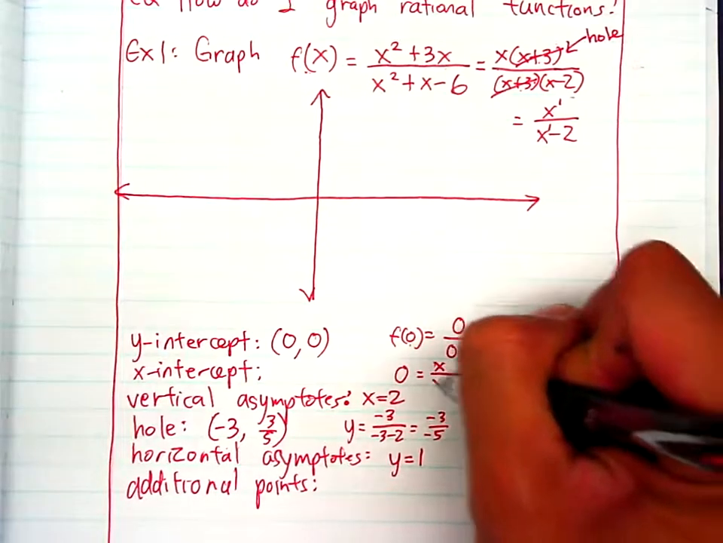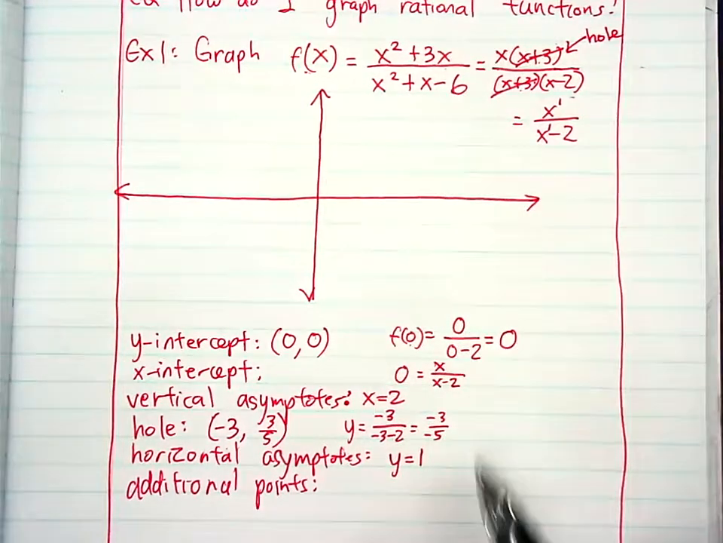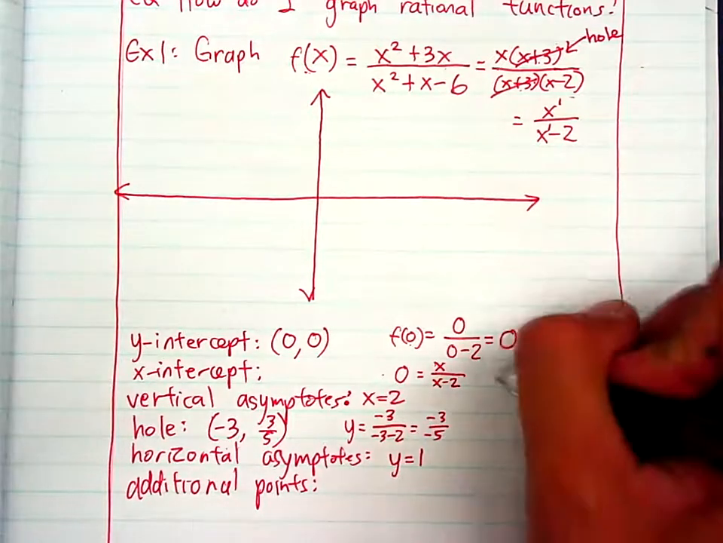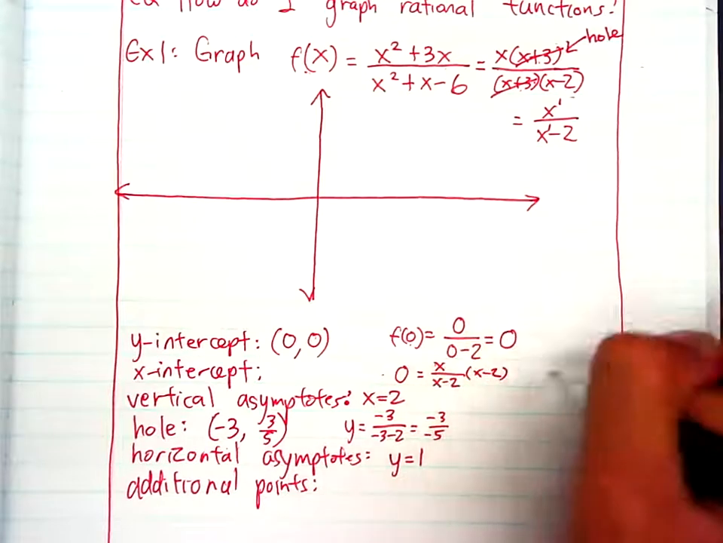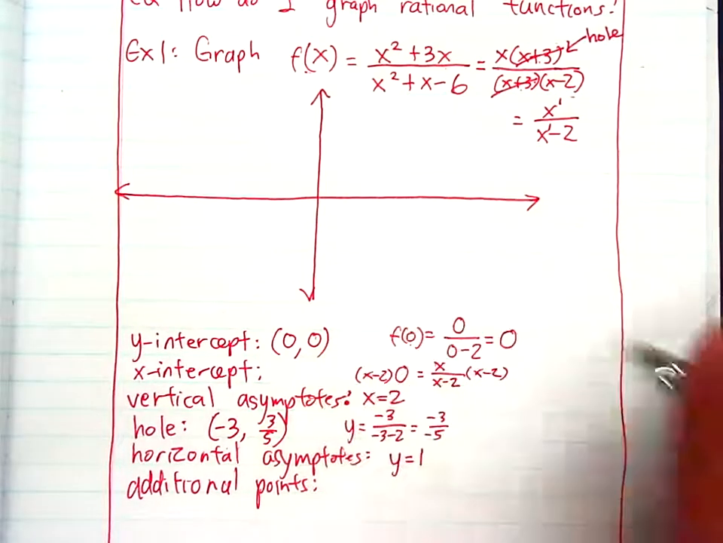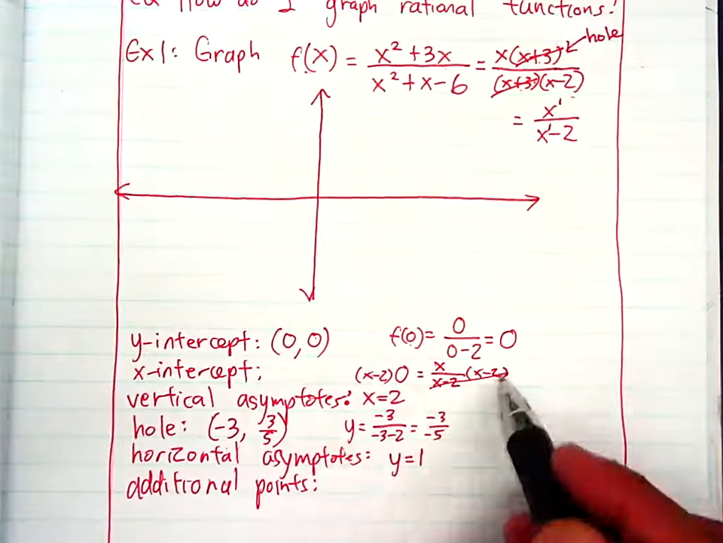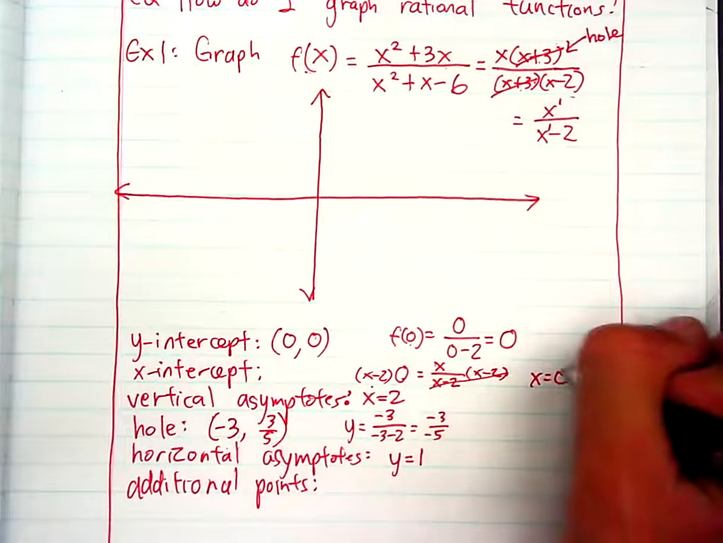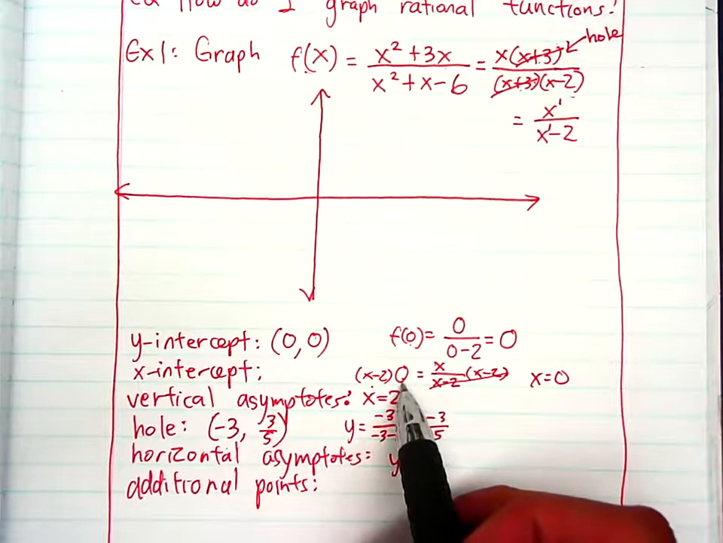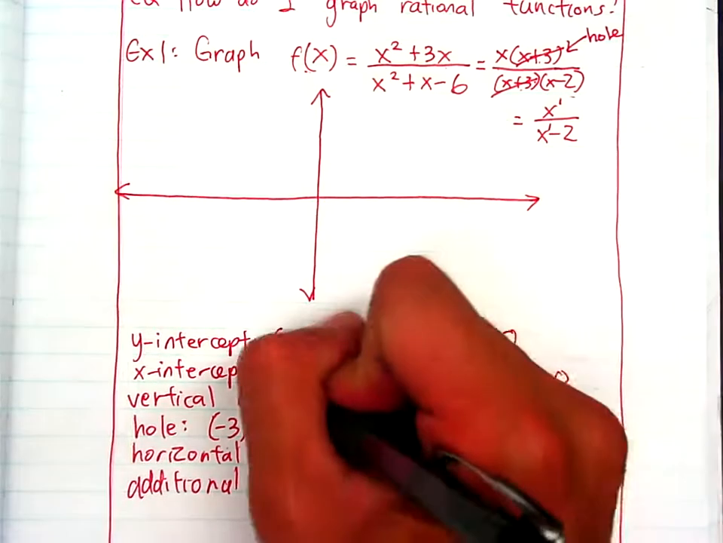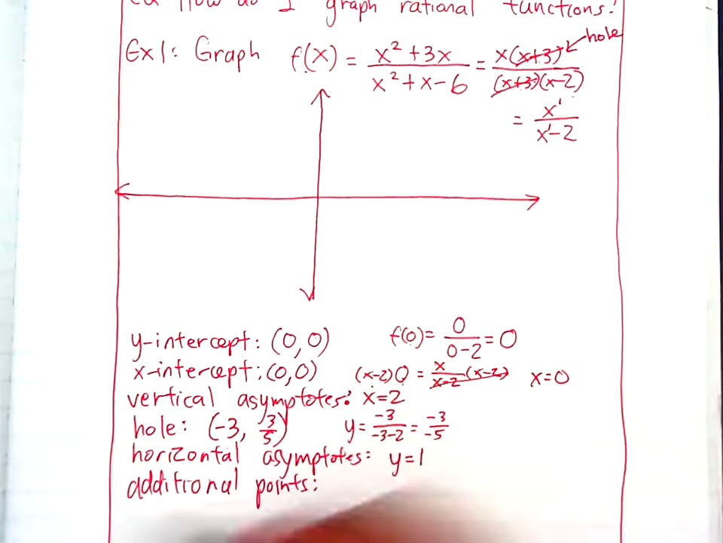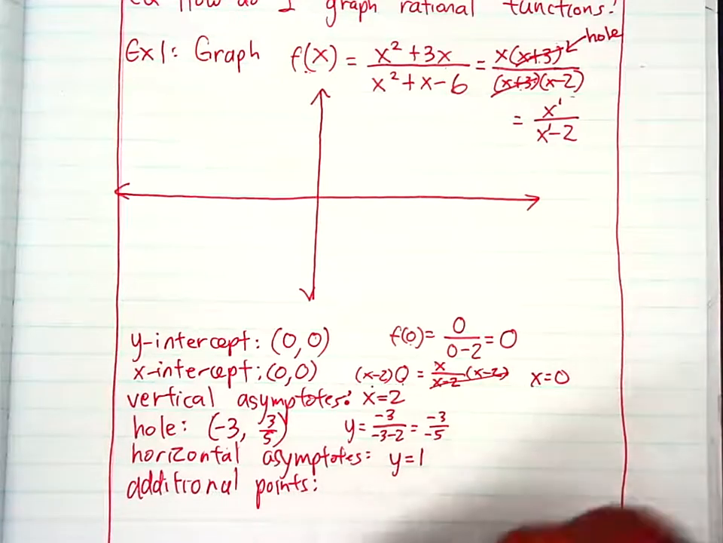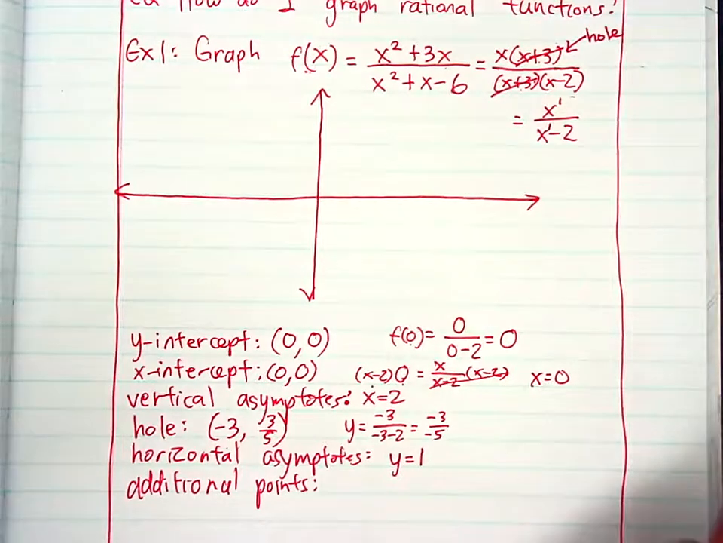Well, what I would do is multiply both sides by x minus 2 to solve for my x value. And I know these cross out. 0 times x minus 2 is 0. So again, x equals 0. So my y is 0 when x is 0. And coincidentally, my x-intercept is also my y-intercept. Okay? So let's graph everything we have here, and then we'll decide what additional points we want.